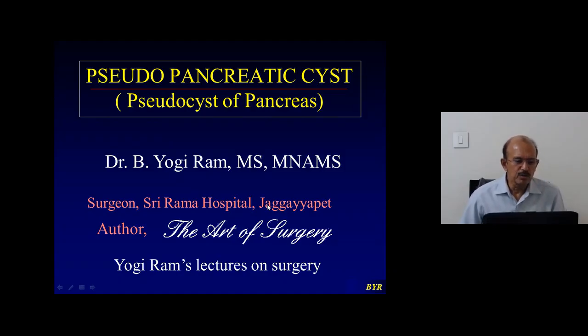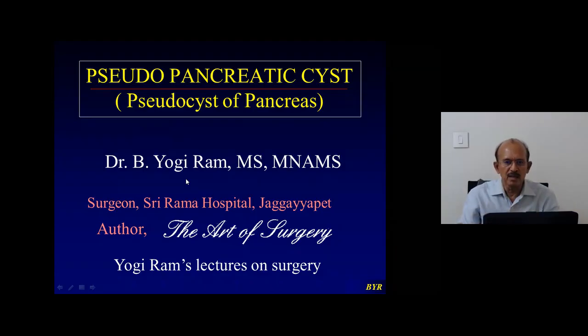Localized collection of fluid which is lined by healthy granulation tissue. This is also incorrect. This is the definition of a pseudocyst. The definition of a cyst is a localized collection of fluid lined by epithelium or endothelium. So some fluid must be collected and it should be lined by a wall, and that wall should have some epithelium or endothelium. That is a cyst.